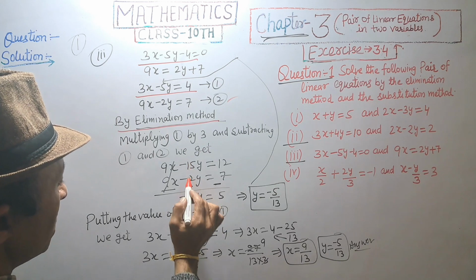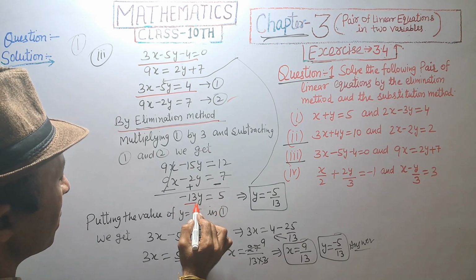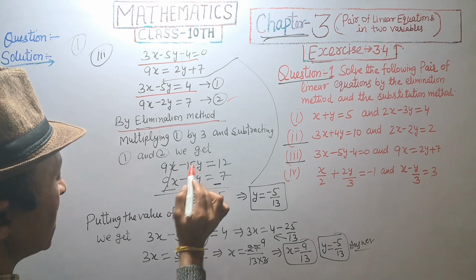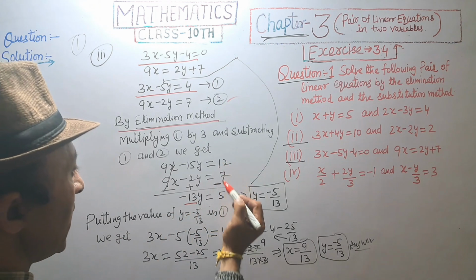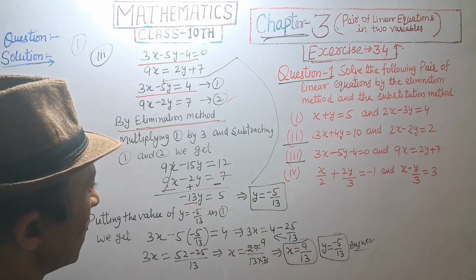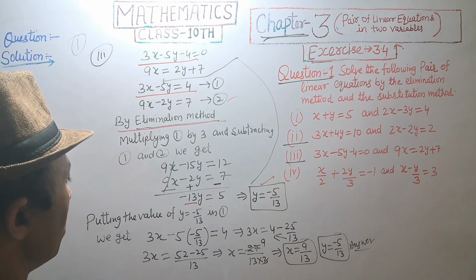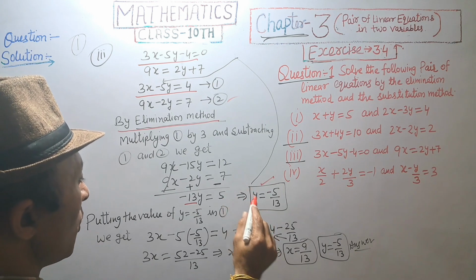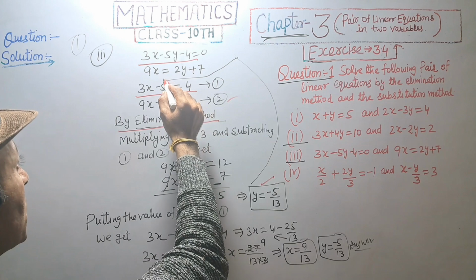minus 15y plus 2y, that is equal to minus 13y. 15 minus 2 is 13, but minus 15 is greater, so minus 13y is equal to 12 minus 7 equal to 5. Y is equal to minus 5 divided by 13, and we are putting the value of y is equal to minus 5 upon 13 in equation first.